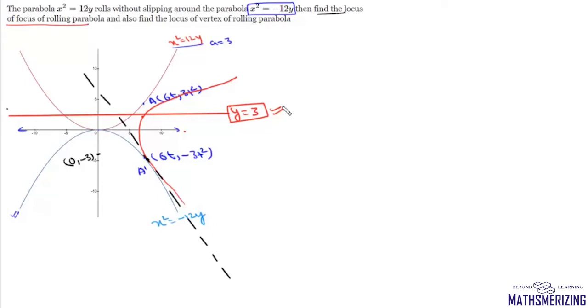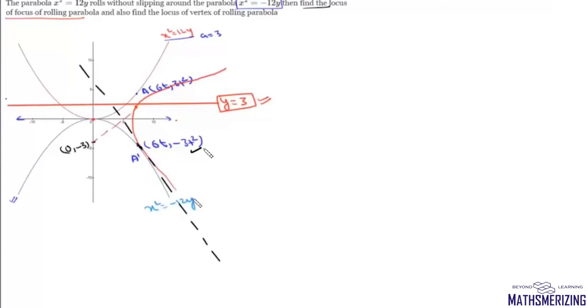Now we'll come to the second part. The second part says we need to find the locus of the vertex of the rolling parabola. The vertex of the rolling parabola is the mirror image of the vertex of the fixed parabola about this tangent. Once we have this point and the equation of this parabola, we can write the equation of the tangent. The equation of this tangent is given by T equals 0.